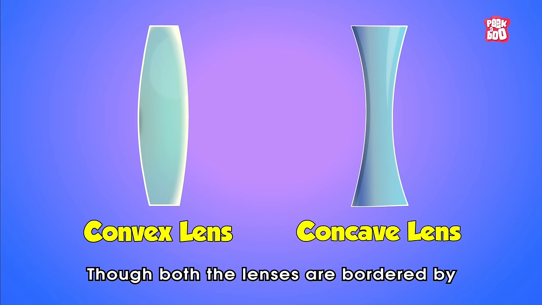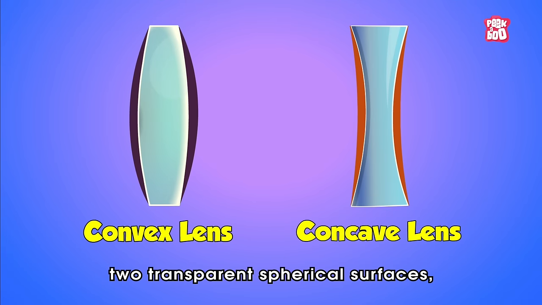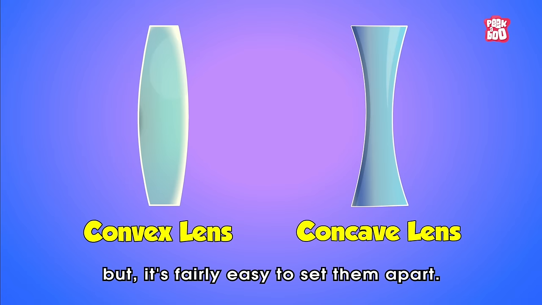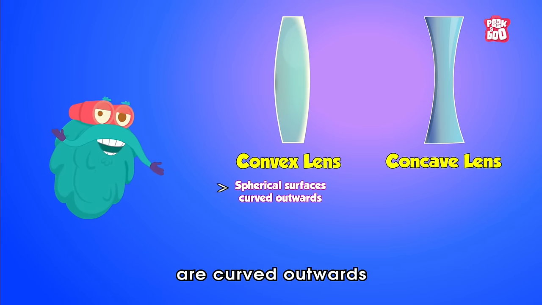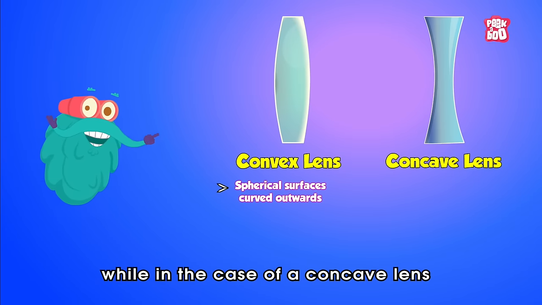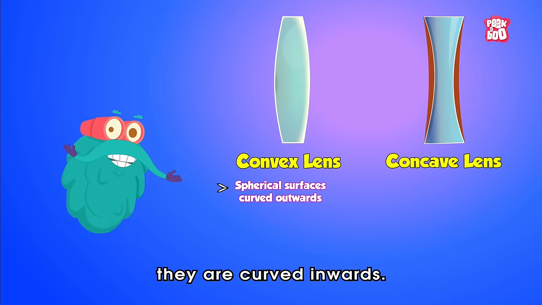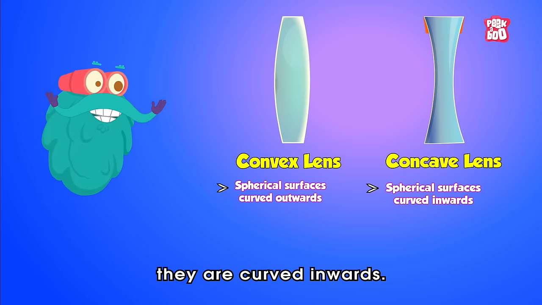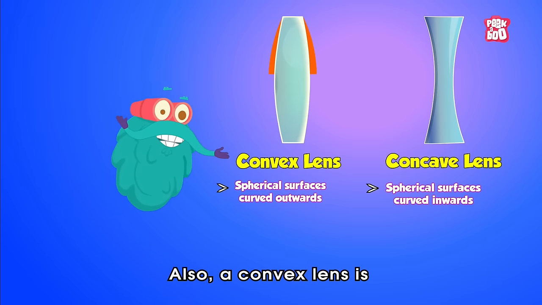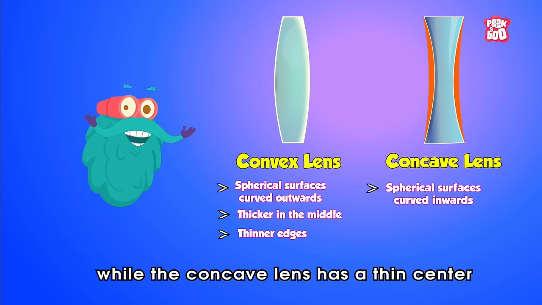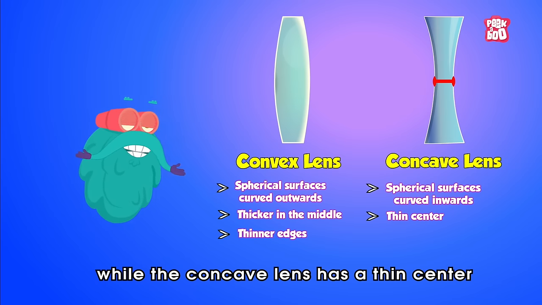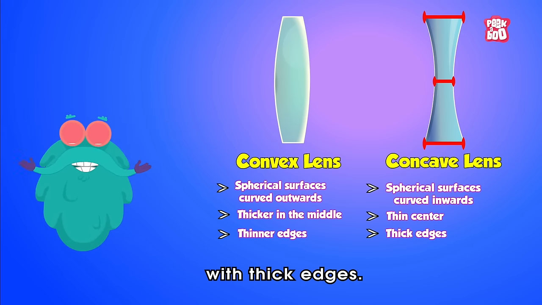Though both the lenses are bordered by two transparent spherical surfaces, it's fairly easy to set them apart. Yes, in a convex lens, the two spherical surfaces are curved outwards, while in the case of a concave lens, they are curved inwards. Also, a convex lens is thicker in the middle with thinner edges, while the concave lens has a thin center with thick edges.